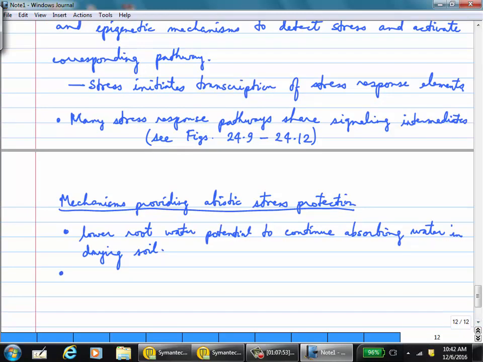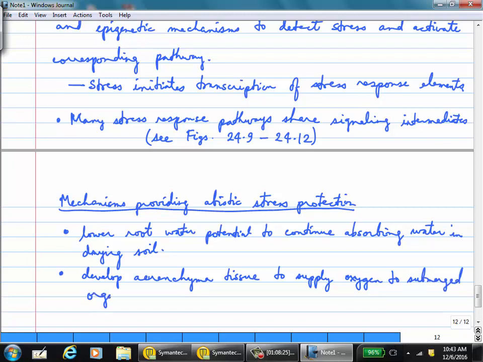Then when there is flooding, root flooding, it can develop special parenchyma tissue, which basically allows it to send oxygen to the flooded organs, or submerged organs. So develop parenchyma tissue to supply oxygen to submerged organs. And again, each of these responses is going to involve a lot of signaling.